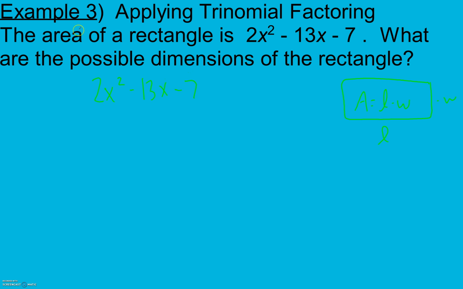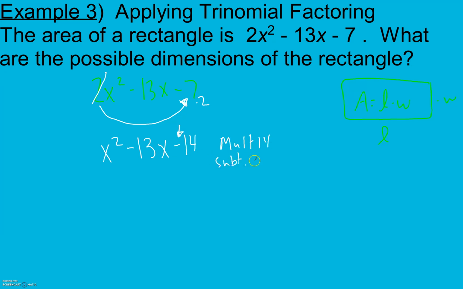I'm going to start off by using my swing method. X squared minus 13x minus 14. Remember, we bring the 2 to the back as multiplication. Now I'm going to multiply to 14 and subtract to 13. My options are 1 and 14. I also could have done 2 and 7, but 1 and 14 works.